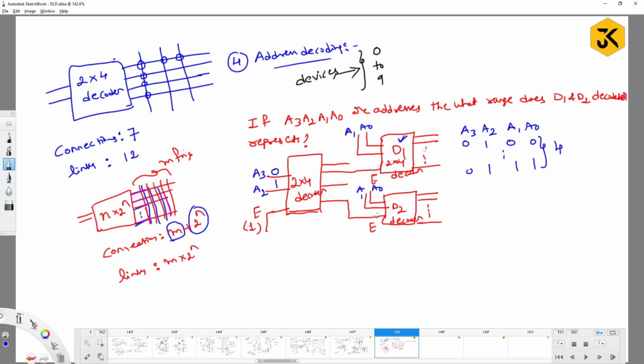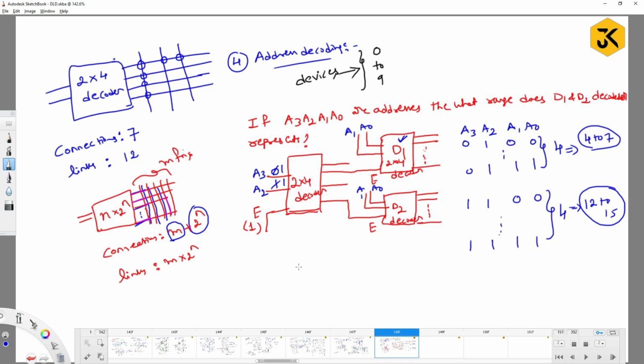Similarly, to get the output of D2, what values do you have to pass here? 1, 1. For D2, A3 and A2 are 1, 1. And what range of A1 and A0? It should be 1 1 and 1 1. So here also it is going to have 4. Which means the range of the addresses is from 4 to 7 and here from 12 to 15. So this is the answer for the given question. This is the way you can use the address decoding mechanism also.